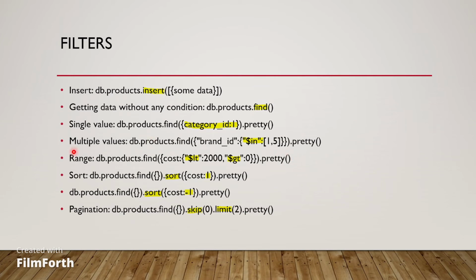The next one is range. The best use case is in case of cost. Cost lies in any range. Suppose it is greater than 1000 and less than 5000 rupees. So it lies in a range. So we want all of the documents whose specific value lies in some specific range.